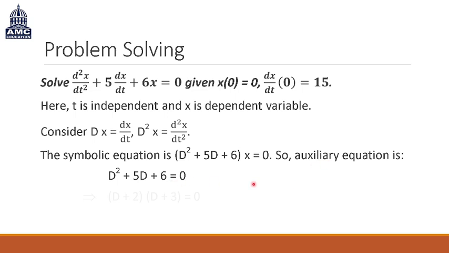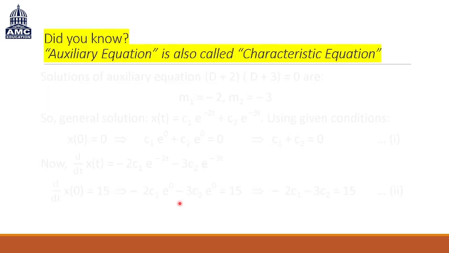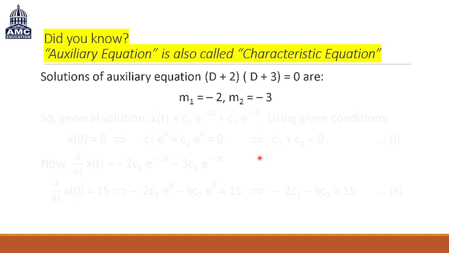So the auxiliary equation is D squared plus 5D plus 6 equals 0, and that gives us (D plus 2) multiplied by (D plus 3) is equal to 0. And from here we shall get m1 as equal to -2 and m2 as equal to -3.